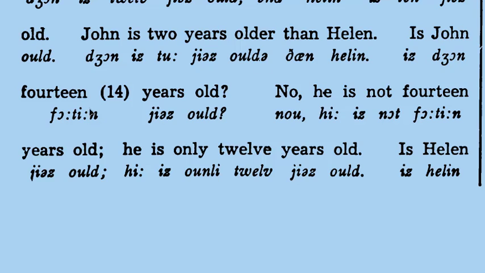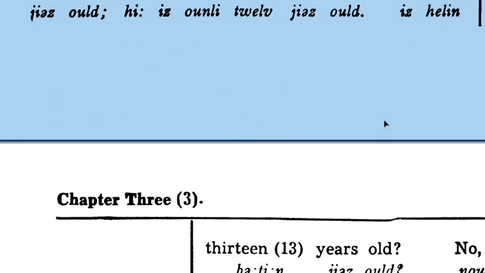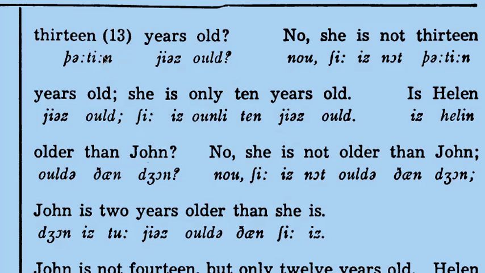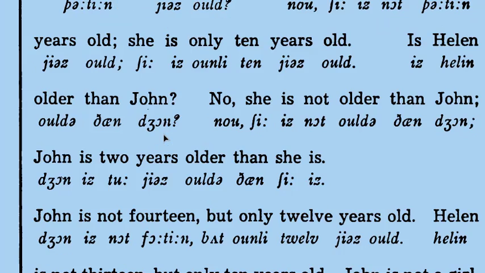Is John 14 years old? No, he is not 14 years old. He is only 12 years old. Is Helen 13 years old? No, she's not 13 years old. She's only 10 years old. Is Helen older than John? No, she's not older than John. John is 2 years older than she is.